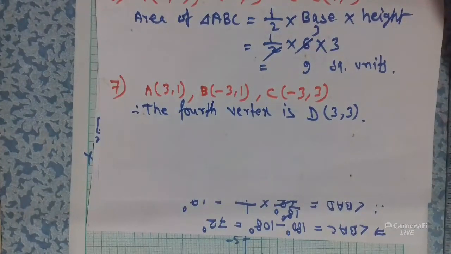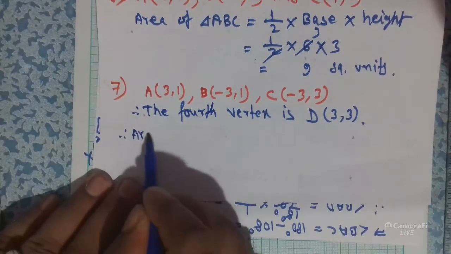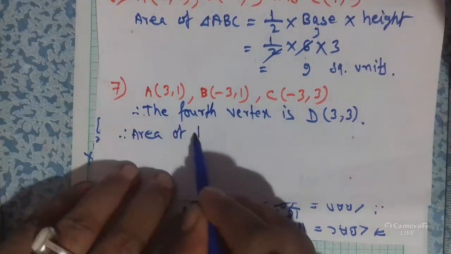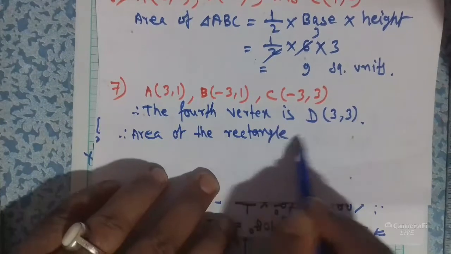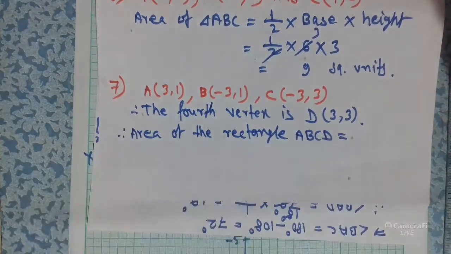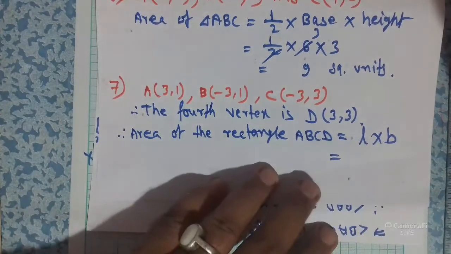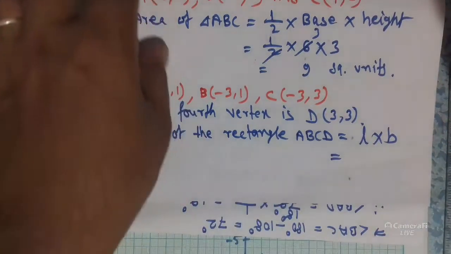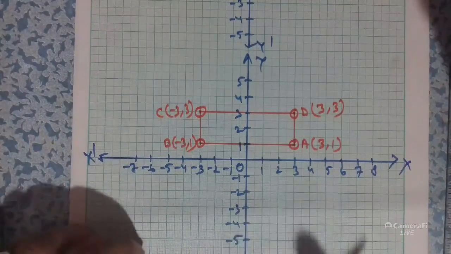Then another question is also find the area of the rectangle. Okay, so therefore area of the rectangle ABCD is equal to, so what is the formula to find the area of the rectangle? Obviously length into breadth. Length into breadth is the formula to find the area of a rectangle.